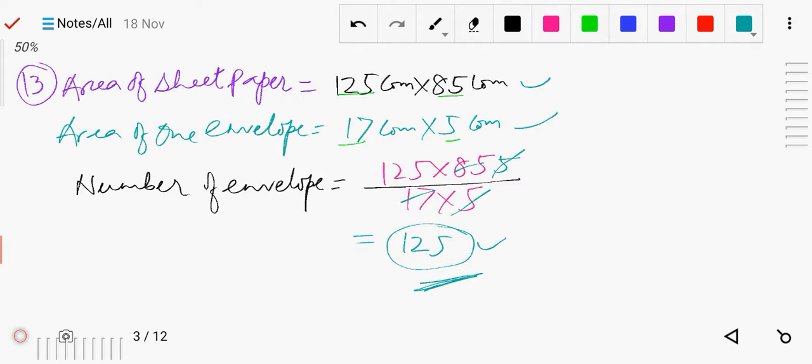So in this question, we find the area of the sheet paper, then the area of one envelope, then the number of envelopes. The number of envelopes will be the area of sheet paper divided by the area of one envelope.